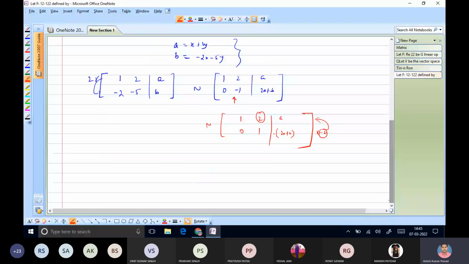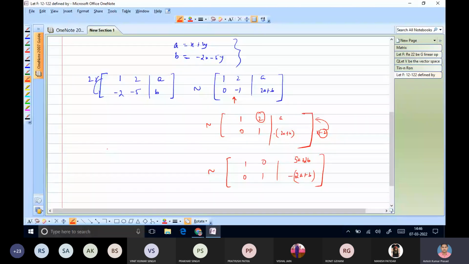So see what I am getting. I am getting 0, 1, minus 2a plus b, right? And when I multiply by -2, -2 plus 2 is 0, minus minus plus, 2 2s are 4a plus a, 5a plus 2b. I will get this.